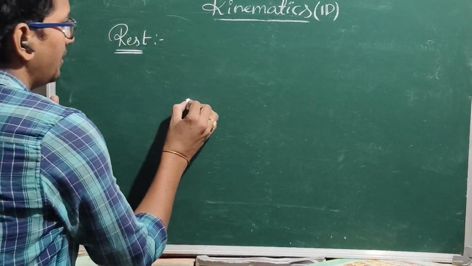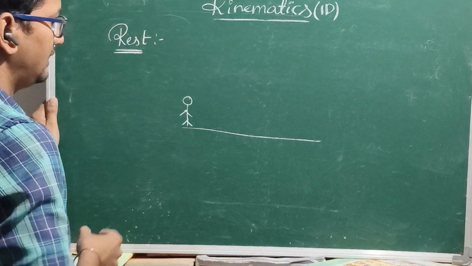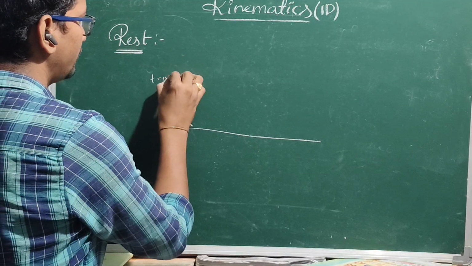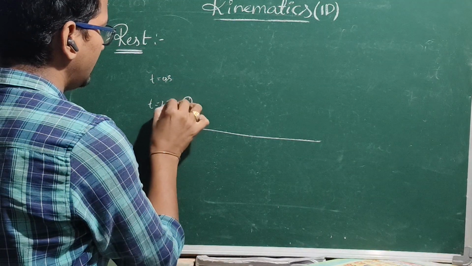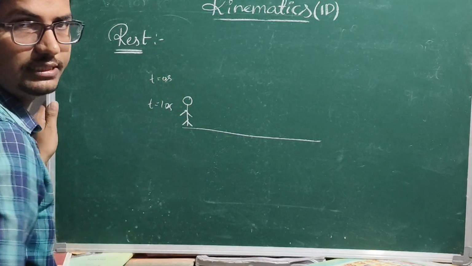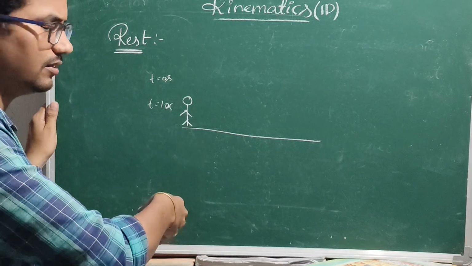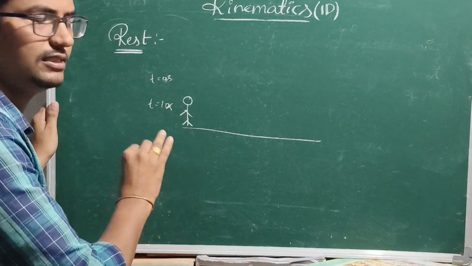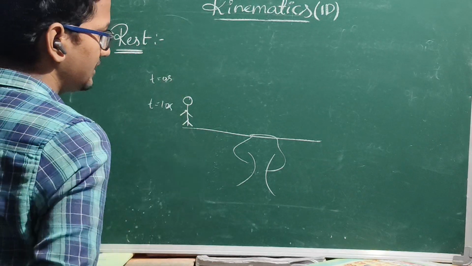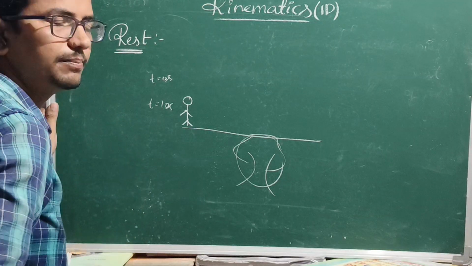For example, a person is standing here. Okay, this is the road. A person is standing here only. For example, the initial time is equal to 0 seconds. After 10 seconds, the body does not change. How can you say with respect to the time? The person is stable at the same position. For example, one tree is there. A person is at rest. How can you say by comparing to the tree? By comparison to the tree, the person is at rest.